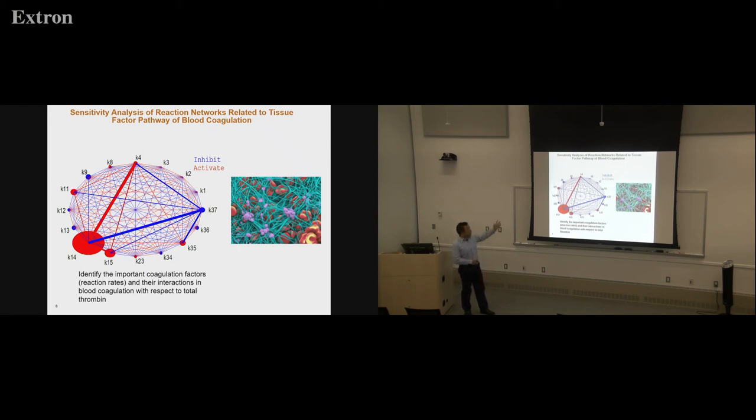So we plot this chemical reaction network to show the effect of each individual reaction, and also the interaction between two reactions. Each parameter represents an individual reaction. The bigger the circle, the bigger the overall impact of that individual reaction. And this line represents how K14 interacts with K4. It's the correlation between these two reactions.